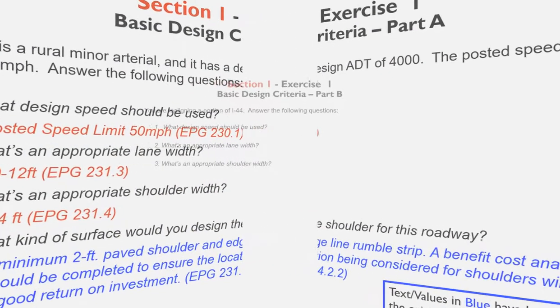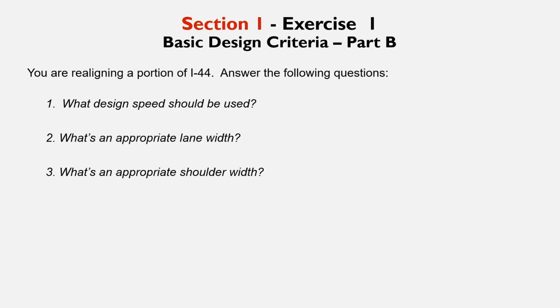You are realigning a portion of I-44. Answer the following questions. What design speed should be used? Posted speed, which is 70. What stretch? Right, what stretch? It could be 70, it could be 60 or whatever it is. But the answer is posted speed, whatever that is. What is an appropriate lane width for an interstate? 12 foot. Yeah. Shoulder width? 10.